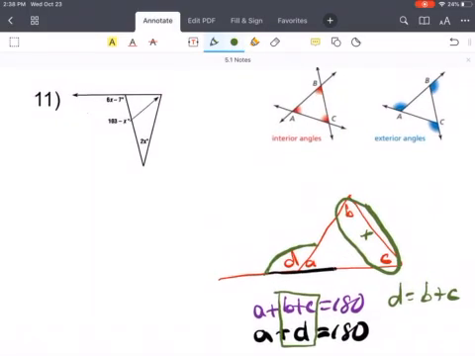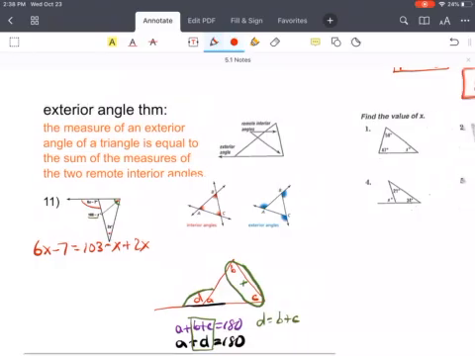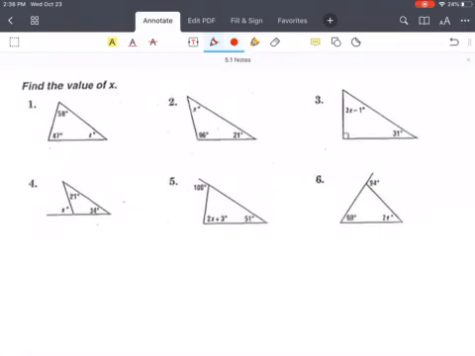So when I'm looking at number 11, that angle is 103 minus x. So 6x minus 7 is my exterior angle. Then it has to be equal to my other two non-adjacent remote interior angles. And then we could go ahead and solve for x. So at this point, why don't you go ahead and finish number 11, solving for x, and then solve these 6 down here and check your answers with your group.